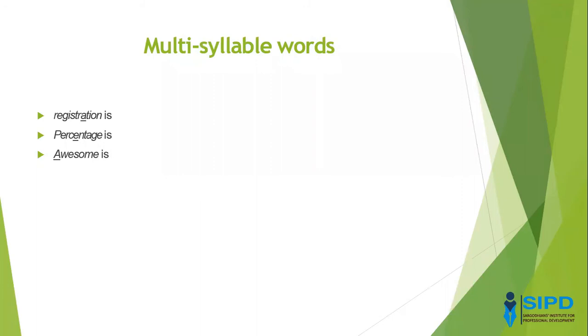Right. So now we have these three words, registration, and these are multi-syllable words. Here our focus is the underlined syllable. There are three syllables in registration, sorry, 4 syllables. And we need to focus on the syllable which is underlined. So look at this.